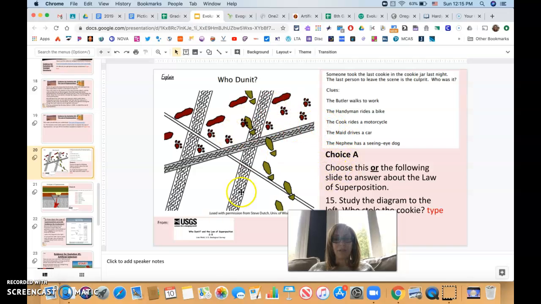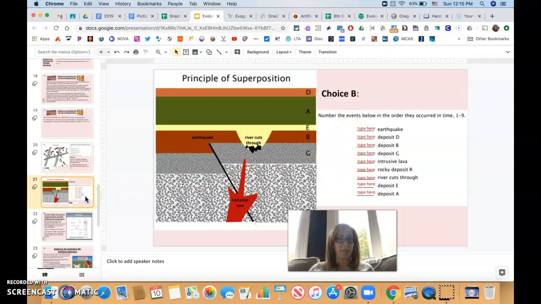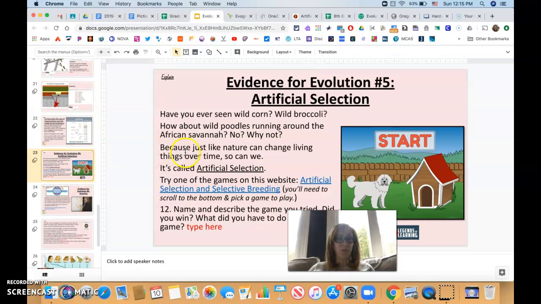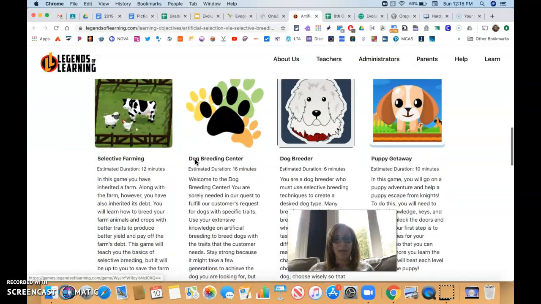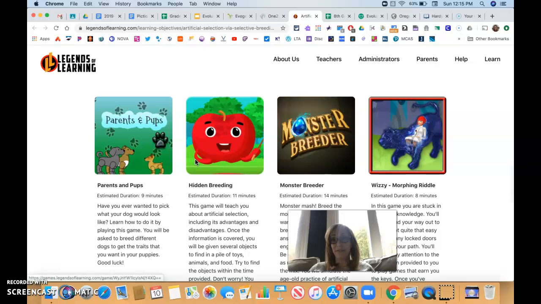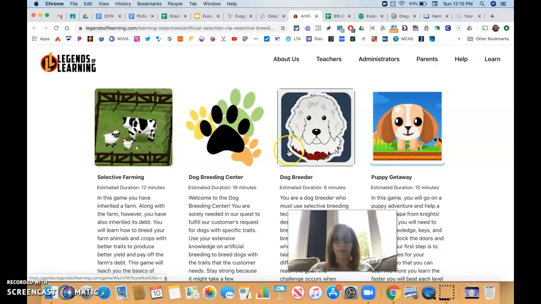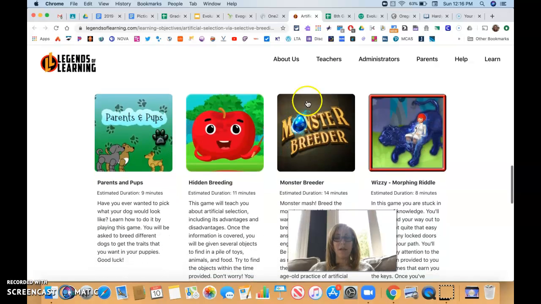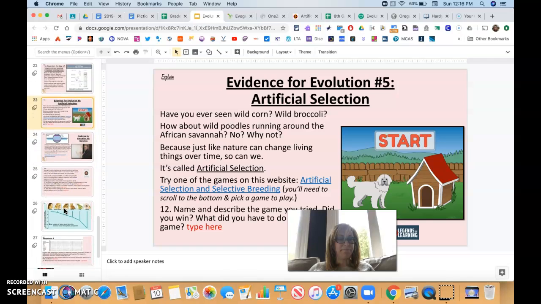And you can either do this little puzzle here, or you can put things in order for superposition and where things would have occurred. There's also this neat website on artificial selection. When you click on the website, it's going to ask you to sign up now. Just scroll all the way to the bottom, and you'll see these different games that you can choose. All of them have to do with artificial selection. So if you play one, you can see how it's asking you to influence what traits are passed down from generation to generation. So take a look at that, play one of those.